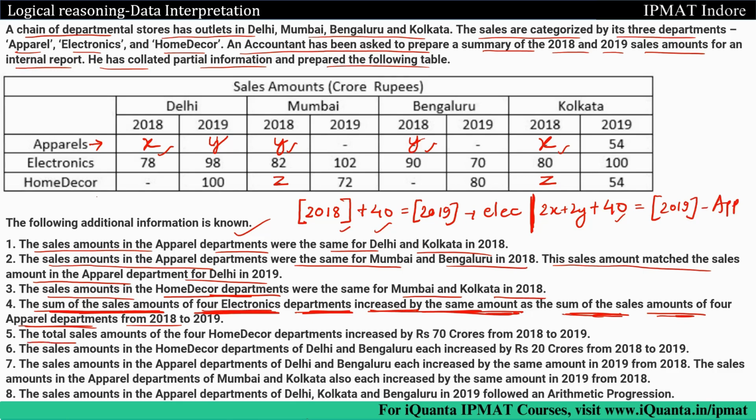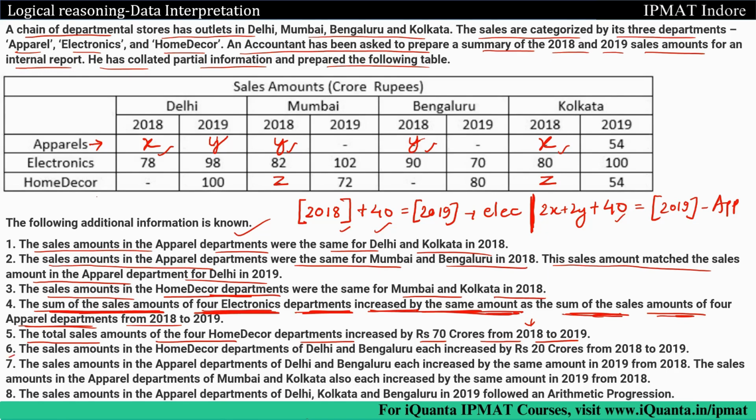Then the fifth point is that the total sales amount of the home decor department increased by 70 crore from 2018 to 19. We are talking about the home decor department, and from 18 to 19 it increased by 70. That means 2018 sales plus 70 should be equal to sales of 2019 in home decor. But now if we look at the home decor department of the 4 cities in 2018, some of the figures are missing from the table. So let's skip this clue for a while. Let us find out more direct clues.